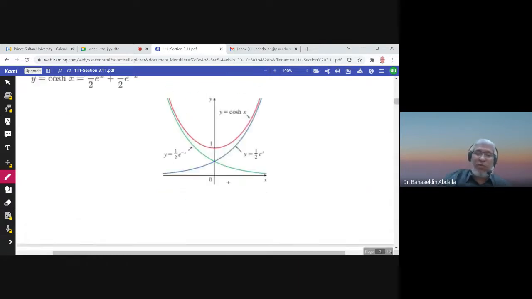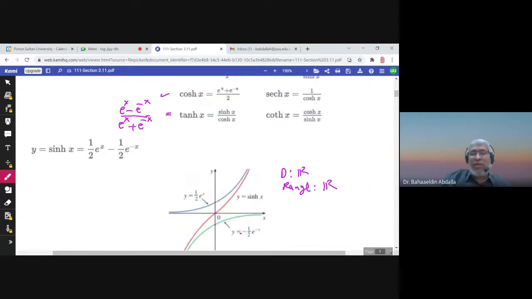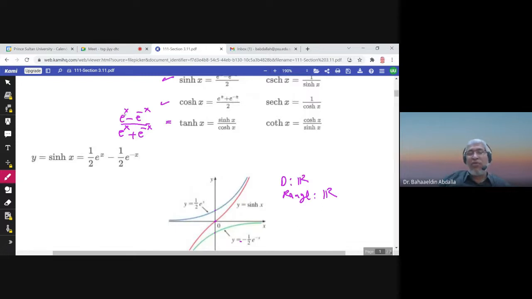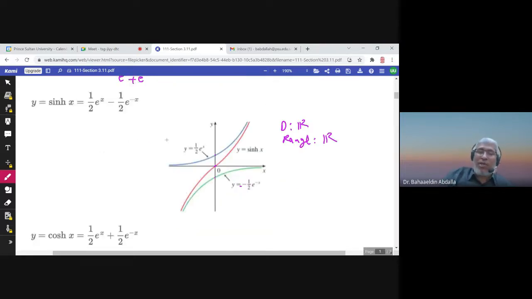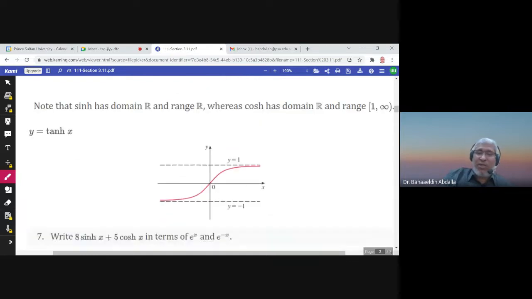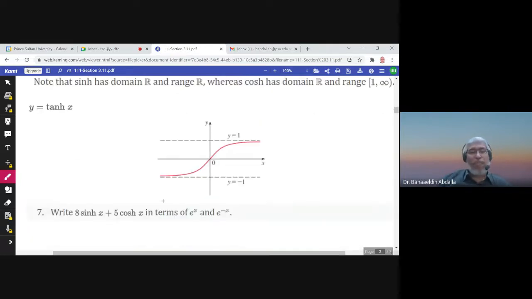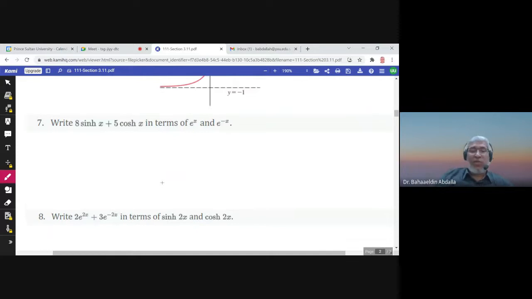Of course, if you replace x by 0 here, you get e to the power 0, which is 1, minus e to the power 0, which is 1. 1 minus 1 would be 0 over 2, that's 0. So hyperbolic tan of 0 is 0, as you can see. Okay, let us have some questions.